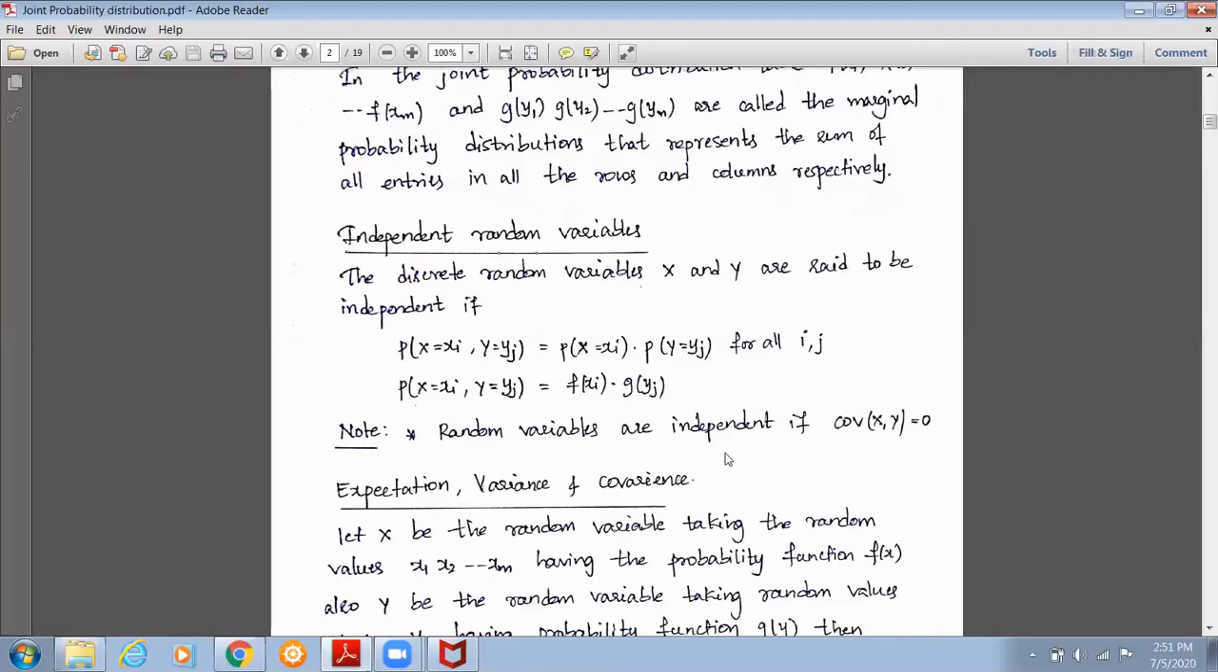The random variables are said to be independent if the covariance of x comma y is equal to 0. So for the considered random variables x and y, if the covariance is 0, then we call those two random variables independent random variables. Now we study what we mean by the covariance of the random variables.